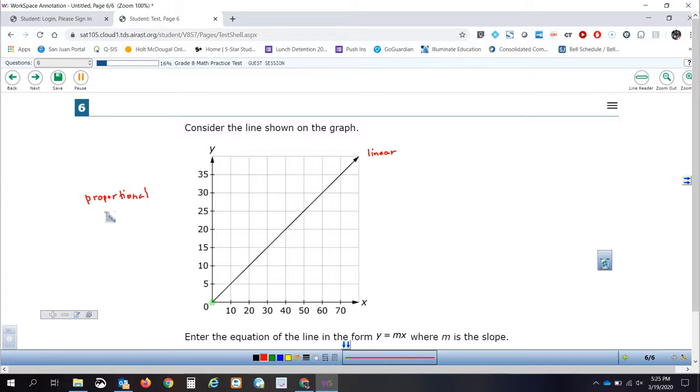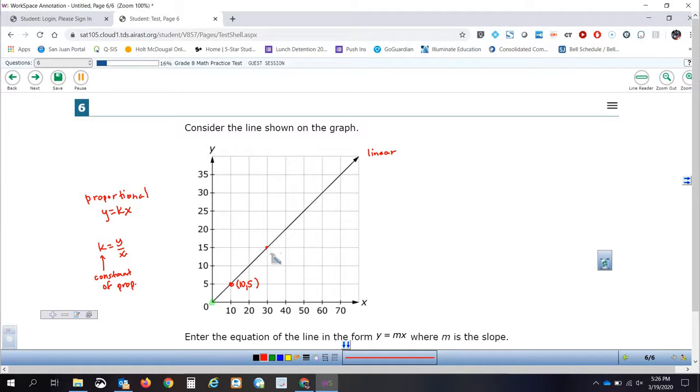And proportional equations can be written in the form y equals kx, where k is equal to y divided by x. And remember, k is called the constant of proportionality. Just going to put constant of prop. So if we take a look at this equation, there are several points on this line that we can look at. For example, this one right here. Now remember, when we write an ordered pair, we put x first and then y. So this point is 10, 5.